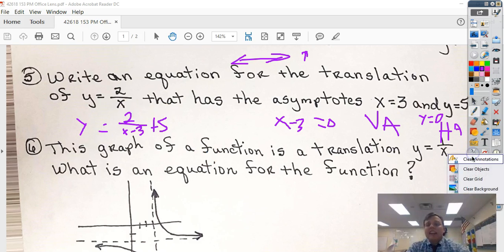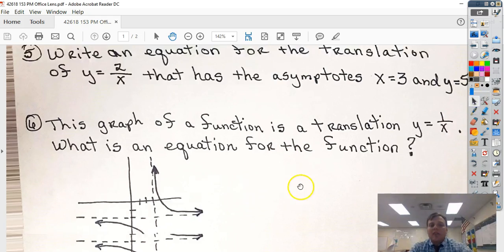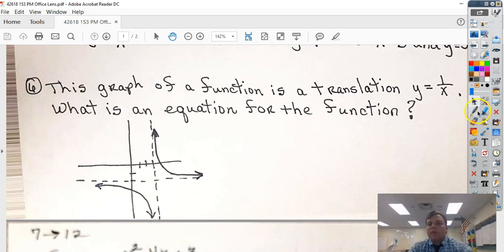Number 6, guys, is the same thing as number 5, just in graph form. Y equals 1 over x. Well, here's my new equation. Where's my new vertical asymptote? It's at x equals 3.